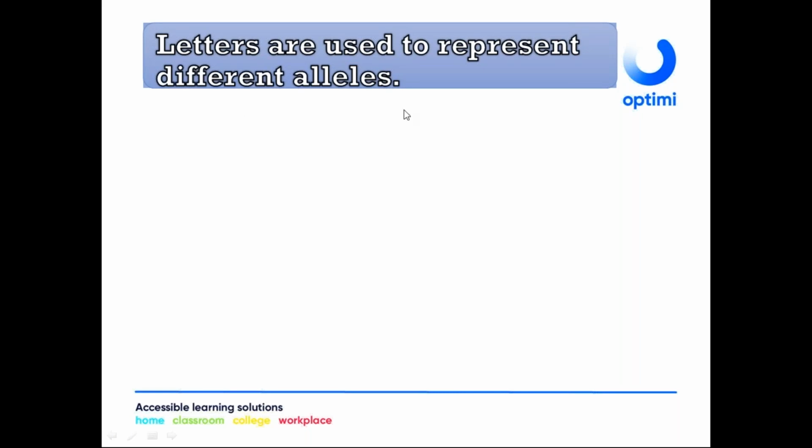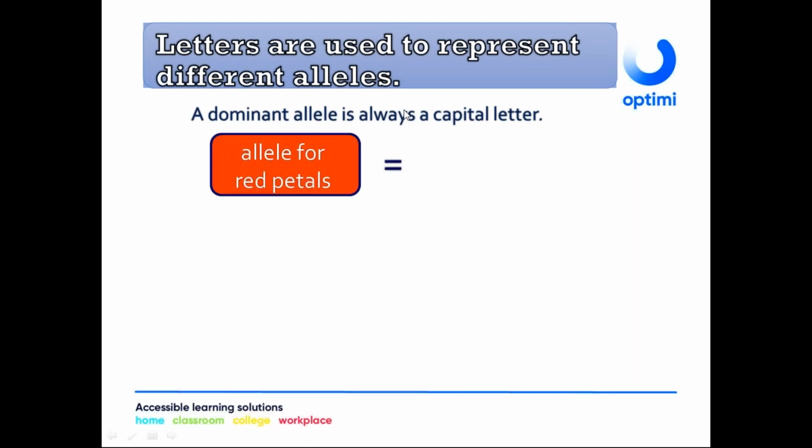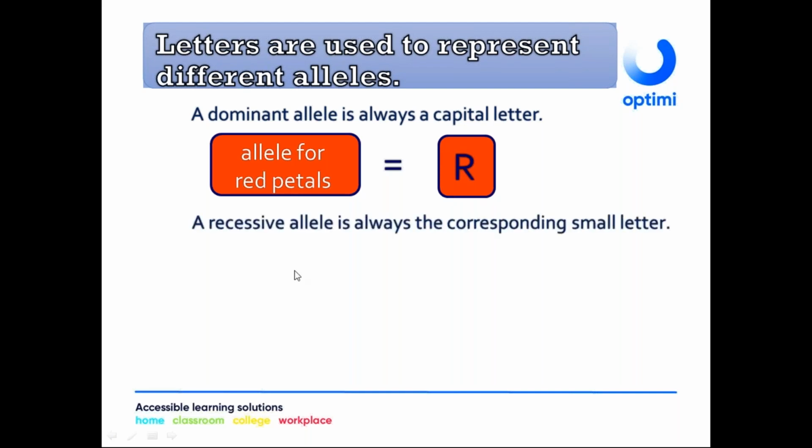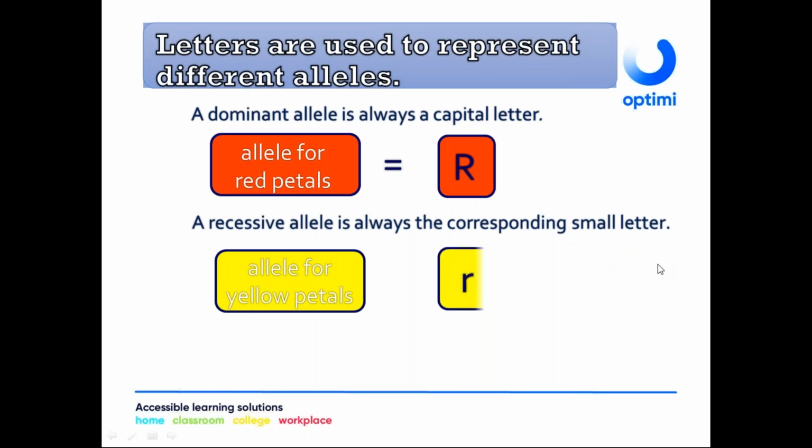So we have established that letters are used to represent different alleles. A dominant allele is always a capital letter. For example, this is an allele for red petals. We will use capital letter R, and because we've used the capital letter R, we know that it's dominant. A recessive is always the corresponding letter, but lowercase. So if we were going to look at an allele for yellow petals, we're going to use the same letter, because they're representing the same trait.